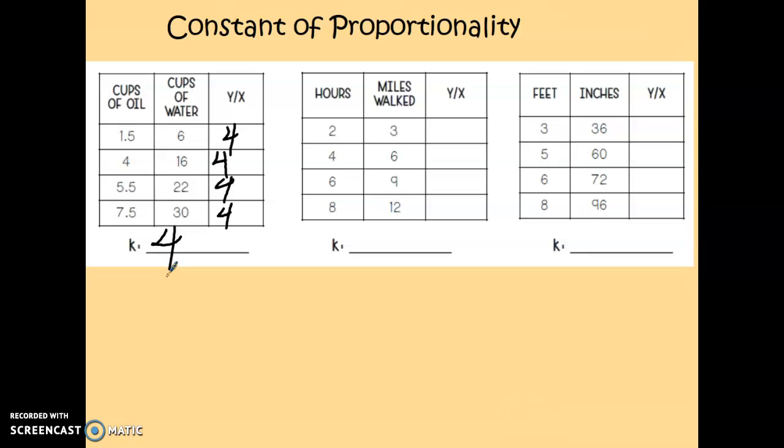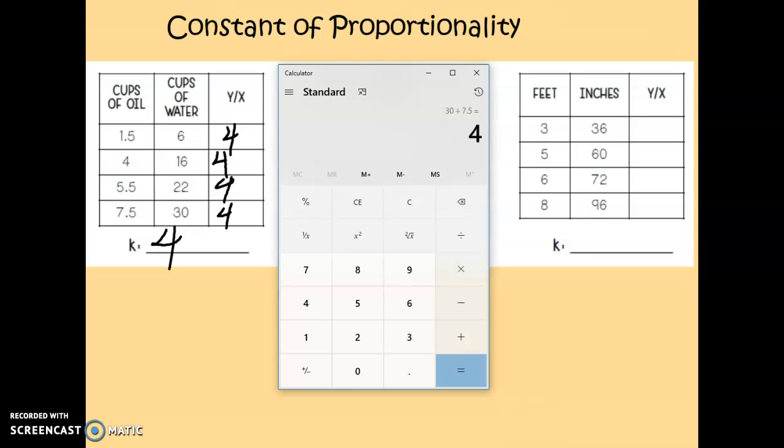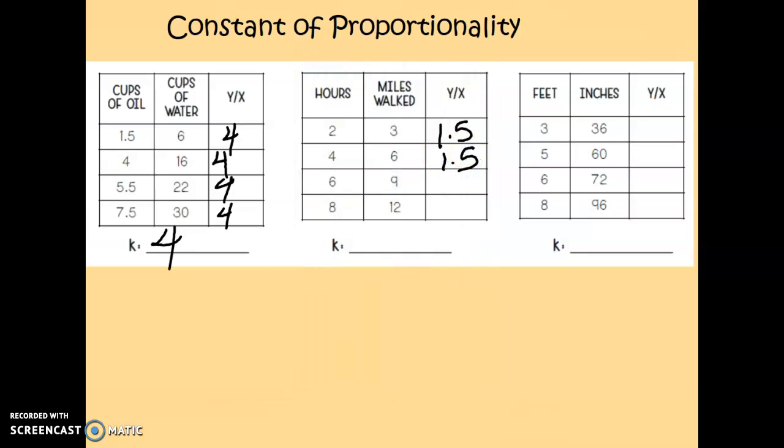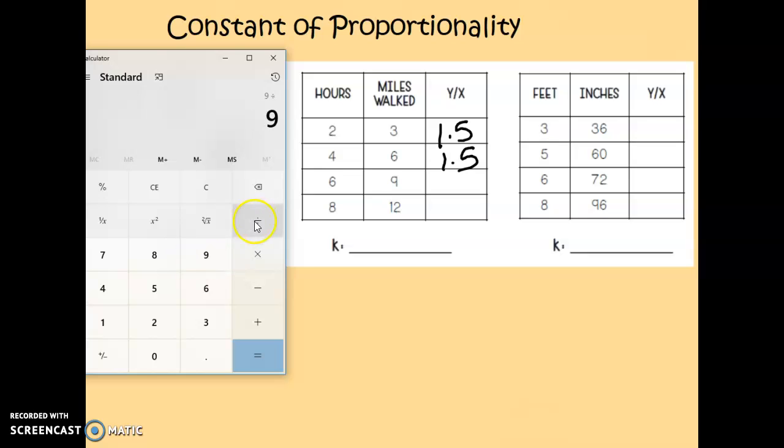Okay, we're going to do it again. 3 divided by 2, 1.5. 6 divided by 4, 1.5. 9 divided by 6, 1.5.